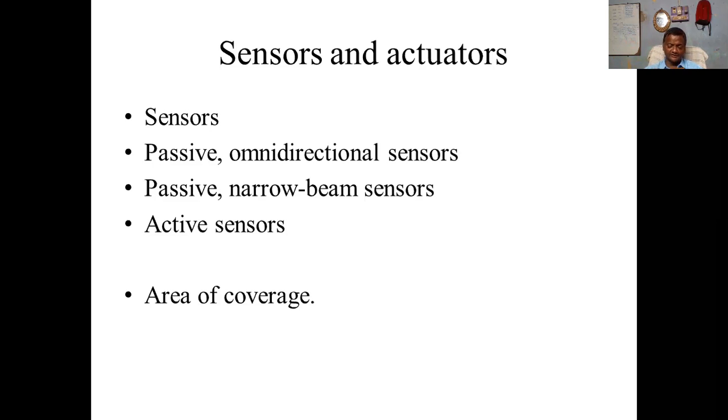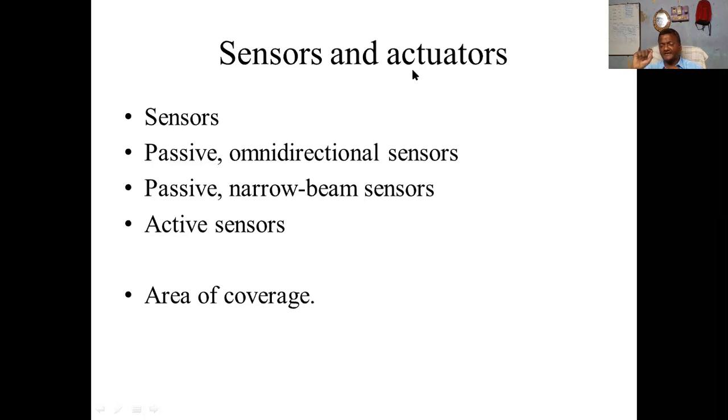Okay, all right. So now what are the sensors? I already said that a sensor senses the physical quantity from the environment. Now, what types of sensors are there? There are primarily two types of sensors. Number one, passive. Number two, active.